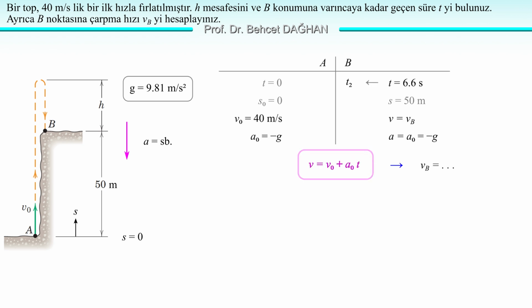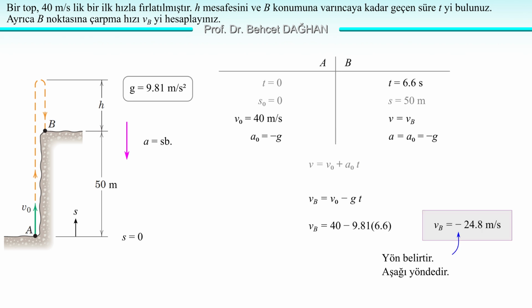Now, let's find the velocity upon impact at point B using the equation v equals v0 plus a0t. The only unknown here is v. It's the final velocity. We know the initial velocity, we know the acceleration, and we know the time, t, that elapsed to point B. So, we can substitute the known values and find vb, using the equation vb equals v0 minus gt.